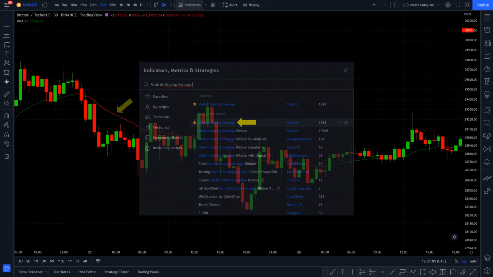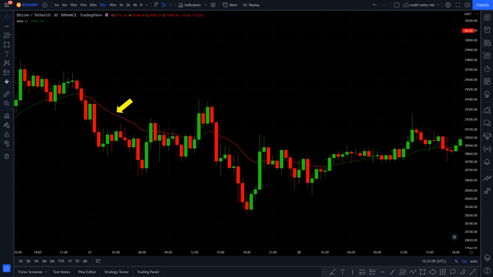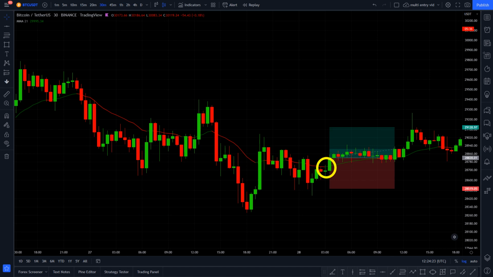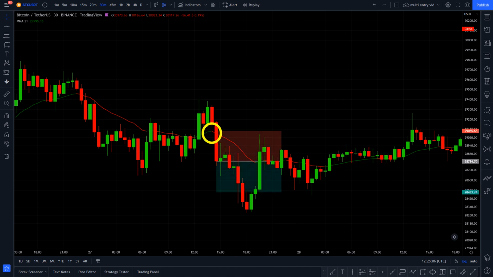We arrive at the Madrid oscillator. This one consists of one baseline, which changes color between green and red. Once the Madrid moving average turns green from red, we have a long signal. Therefore, when it turns from green to red, it is considered a short signal.